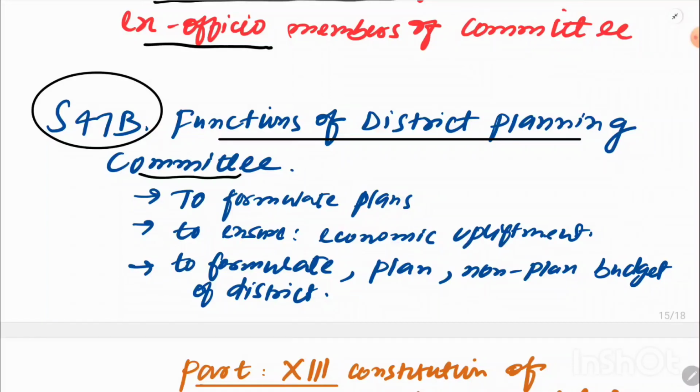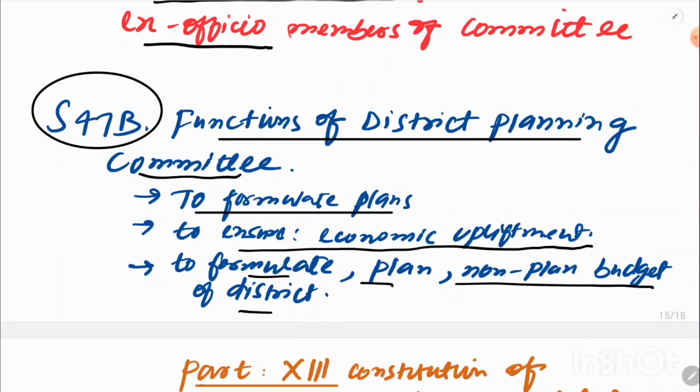The functions of a district planning committee, in bulk, is actually to formulate plans for the development of the district and to ensure the economic development and upliftment of the district, okay, and to formulate plan and non-plan budget, okay, of the district office.